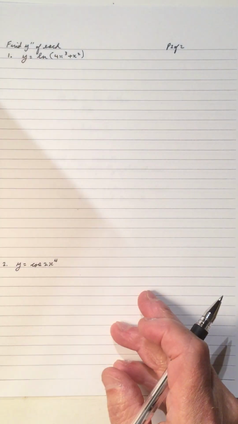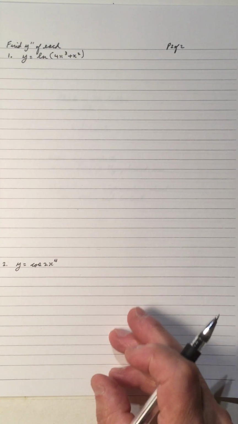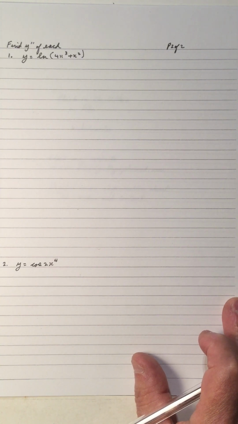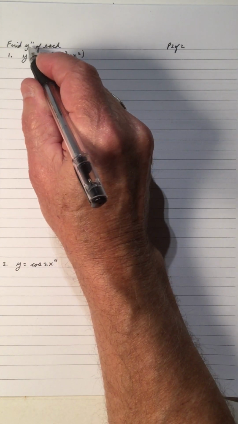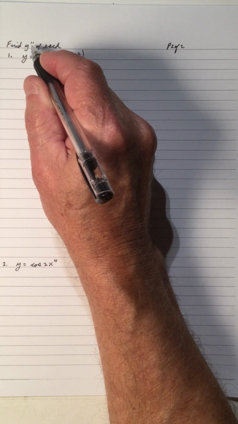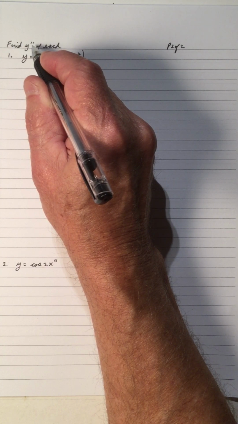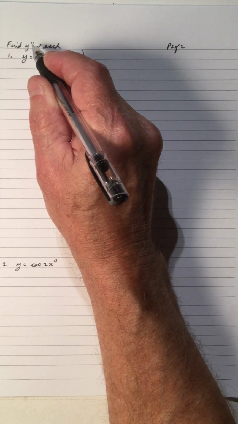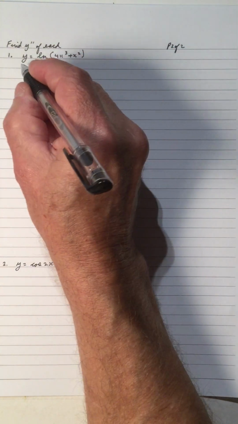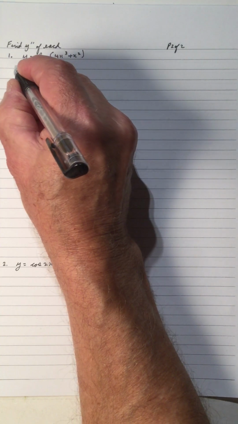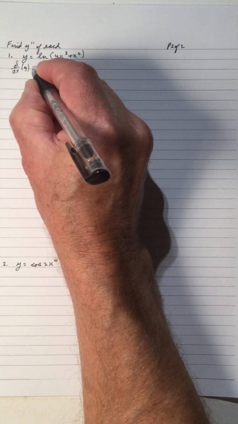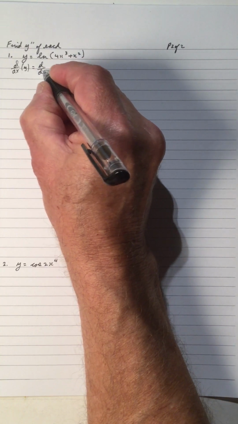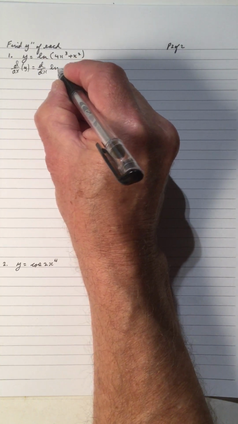Again, more examples. And the more examples you see done, the more hopefully the second derivative will become clear to you. Find y double prime of each. Y double prime is d squared y over dx squared, so it's the second derivative. So for the first derivative we'll do d dx on the y. We're doing a derivative in terms of x.